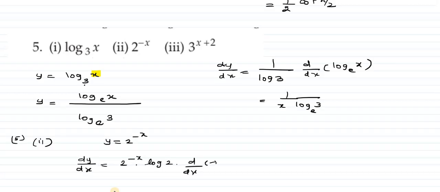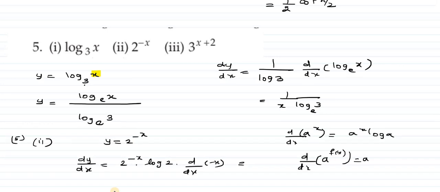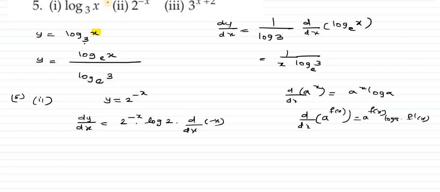So in that case, d by dx of minus x, you have to do it. See, direct formula: d by dx of a power x is a power x log a. But here, d by dx of a power f of x. So what did I say? A power f of x log a into f dash of x. That's what I have done. Is that clear or no? So now what is it? Here it is minus 2 log 2 into 2 to the power minus x. This is the answer. But is this the only method? No, in differentiation you can do it in any method, whatever you want.